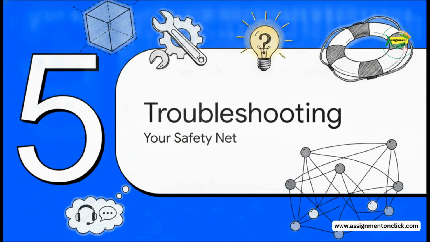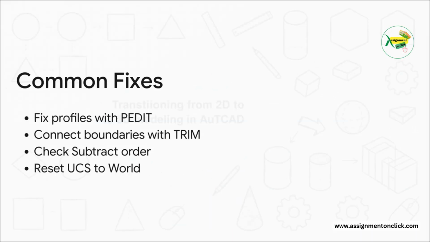Section 5. Troubleshooting and expert support. Your safety net. Even the pros hit snags, so let's set up some defenses against common pitfalls. For instance, what if you extrude a shape and it ends up looking like a flimsy piece of digital paper instead of a solid brick? Well, that means your 2D profile was open. Just use P-Edit to close those gaps, or use Trim and Fillet with a 0 radius to connect your boundaries.